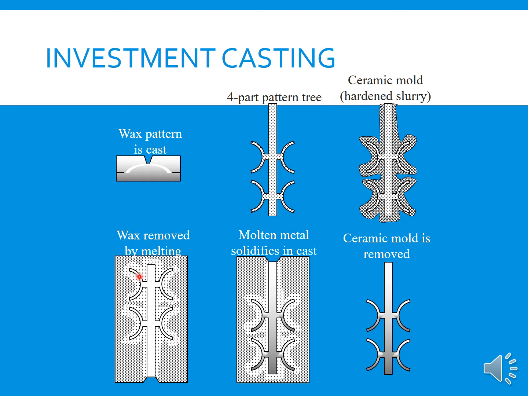Okay, and then inside here we pour the sand, and we heat the temperature, and the wax will be removed. Okay, after this area is removed, we pour the molten metal inside the casting. Okay, and then the ceramic mold is removed. This is ceramic, we remove the ceramic.